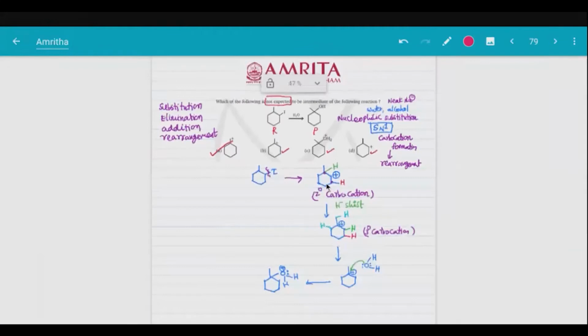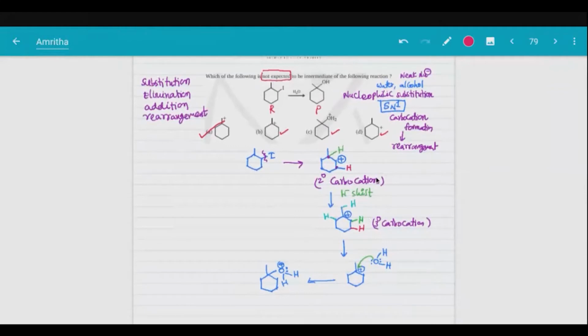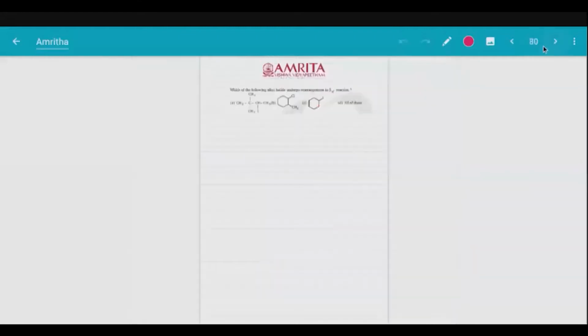B, C, D are possible, but A is not possible. See, look at this clearly. I hope it is clear, right? Done. Option E. Any doubts here? I hope no doubt. Okay, we'll go to the next question.